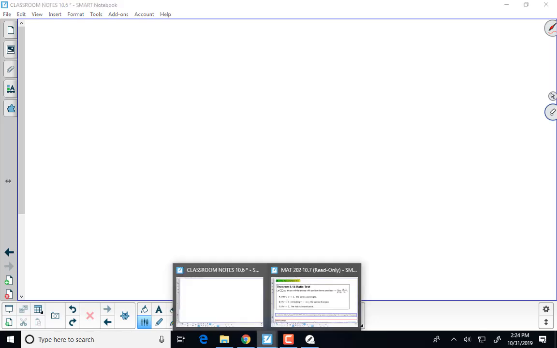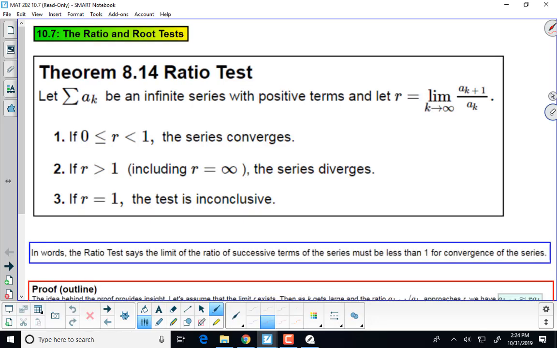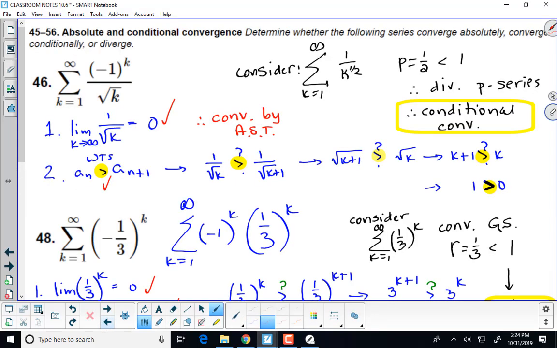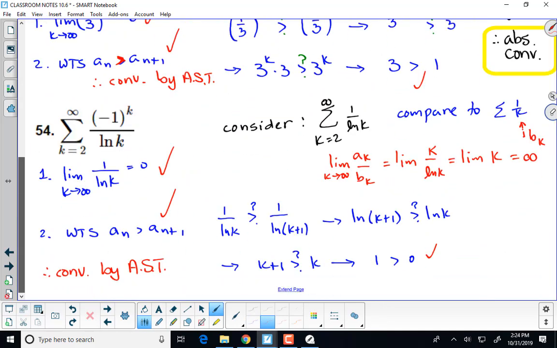Okay, so. All right, now we get to our two tests that begin with an R: ratio and root. Wait, so that last one was conditional? Yes, conditional. Did I not write that? No, so let's write that down then. Conditional convergence, yes. That is our conclusion. So therefore, conditional.